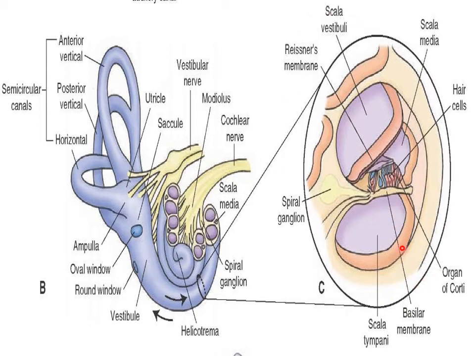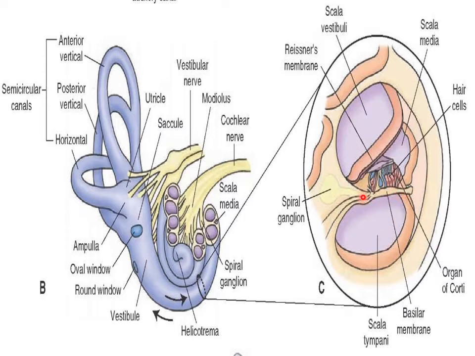The cochlea is divided into 3 compartments by 2 membranes. So the 3 compartments are the scala vestibuli, the scala media, and the scala tympani. The 2 membranes that divide the cochlea into those 3 compartments, the first one is called Reisner's membrane. It separates the scala vestibuli from the scala media. And then the basilar membrane, this one, it separates the scala media from the scala tympani.